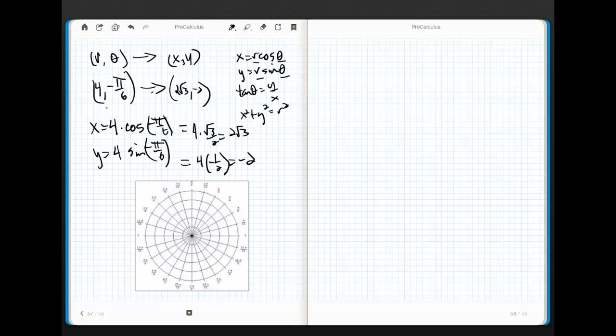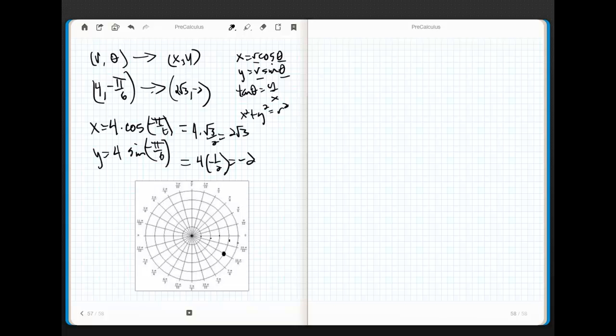First things first, let's plot 4 comma negative pi 6. So I'm going to go over 1, 2, 3, 4, and I'm going to go negative pi 6. Oh no, look at my graph. This only gives 11 pi 6. Well, so what? I'm not afraid of that. I know that 11 pi 6 is coterminal with negative pi 6, because if I subtract 2 pi, I get negative pi 6. So I'm going to go over 1, 2, 3, 4, and I'm going to rotate it negative pi 6, so I go in the clockwise direction, and that's the point right there.